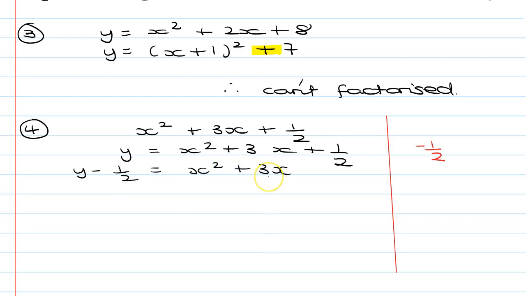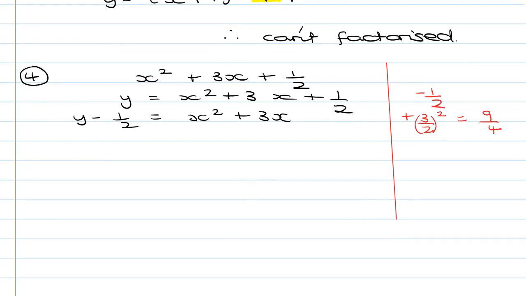Now I want to make the right hand side into a perfect square. So I need to add half the coefficient of the x and square it. So I will be adding (3 over 2) squared, which is 9 over 4. So I'm going to add 9 over 4 to both sides. So I get y minus a half. I'm going to make a half 2 over 4, so it's easier to add. So I'm adding the 9 over 4, and to the right hand side I get x squared plus 3x plus 9 over 4.